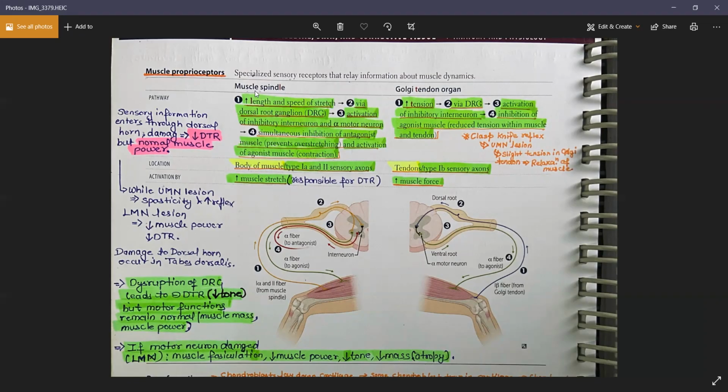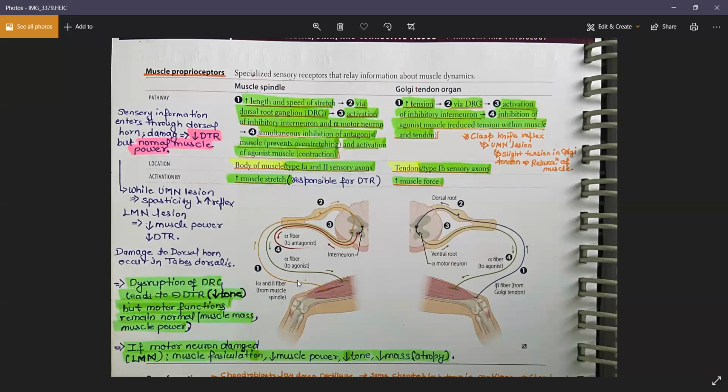You have two types of receptors in the muscles. One is the muscle spindle, and the second is the Golgi tendon organ. These are the two types of receptors found in the muscle fibers. Whenever the length of the muscle is increased, or the speed of the stretch is increased, what is going to happen? The information will travel with the 1a or the 2 fibers. These originate from the muscle spindle.